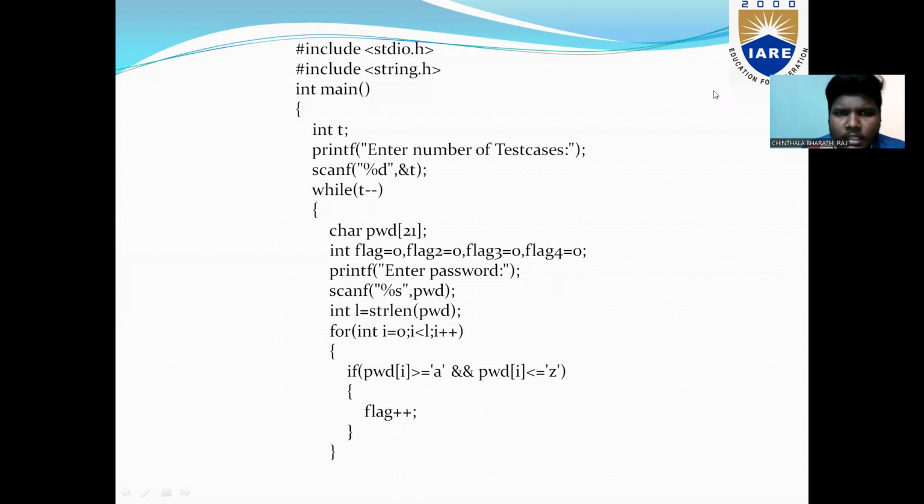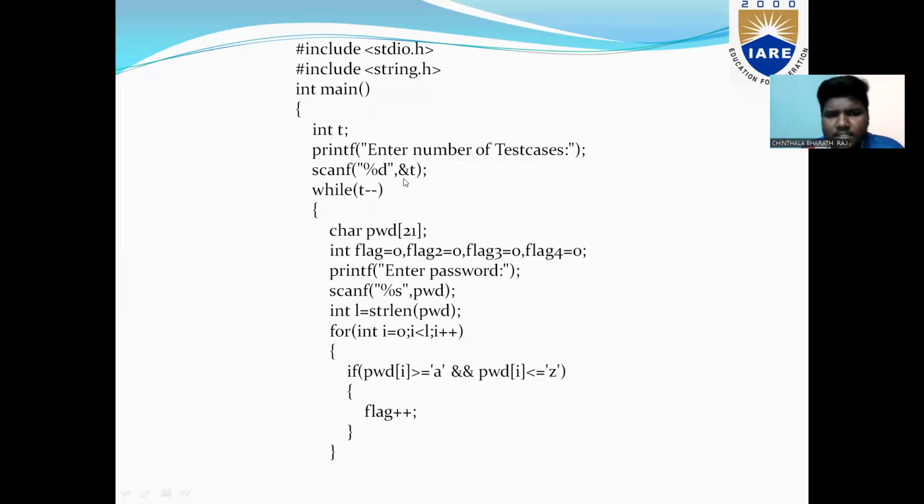In every C program, the program starts from the header file and then main. Main is the main function in a C program. First we are declaring the test cases, int t. Then we are printing with printf, enter number of test cases. Test cases mean how many cases we want to satisfy. Then we are storing the test cases in t.